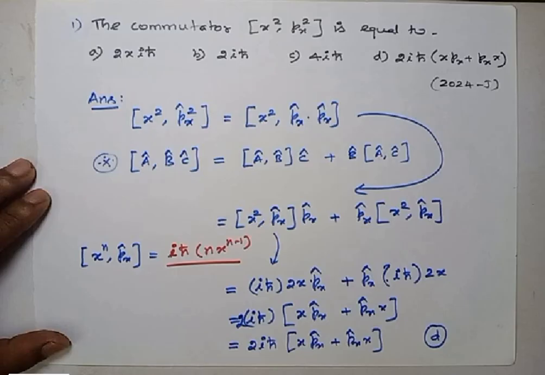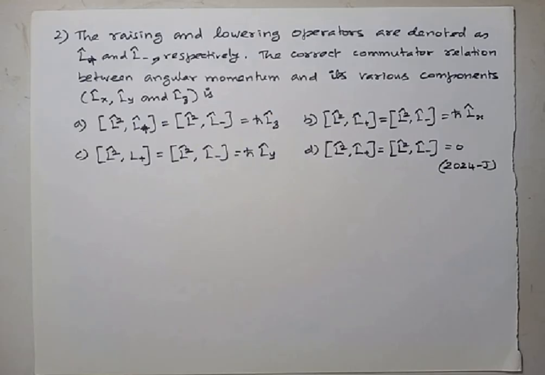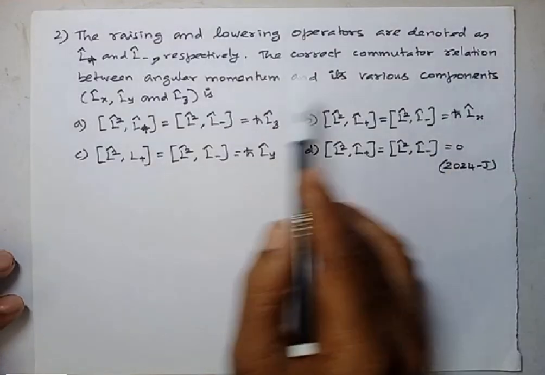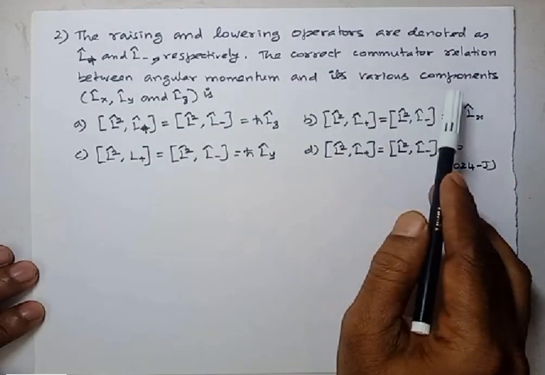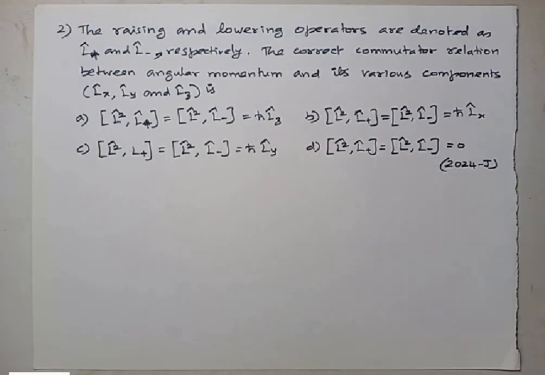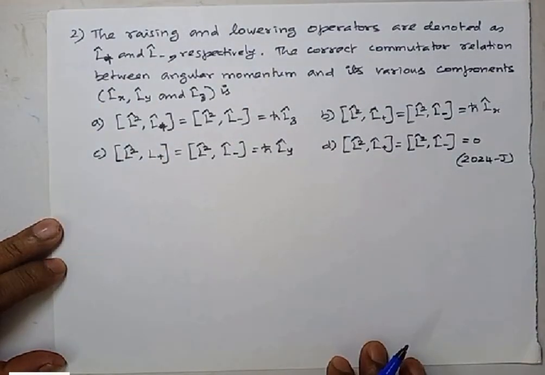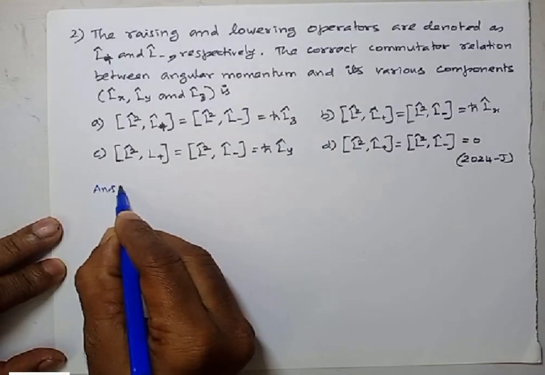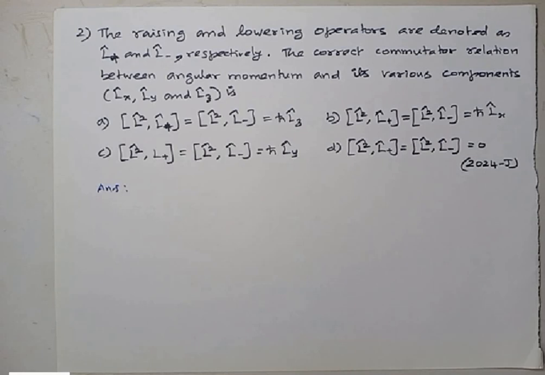Then let's see the next question. The raising and lowering operators are denoted as L plus and L minus respectively. The correct commutator relation between angular momentum and its various components is... Just go through the question. See, what is meant by the raising and lowering operators? They are actually called ladder operators. What is meant by L plus and L minus, and how is it connected to the angular momentum operator? That's the question we have to discuss.